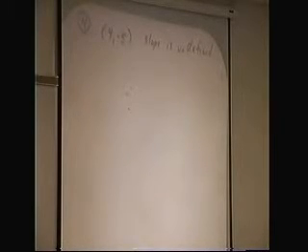An undefined slope is what kind of line? It's vertical. It's a vertical line. What is the form of a vertical line? X equals what? What is x equal to? 4.